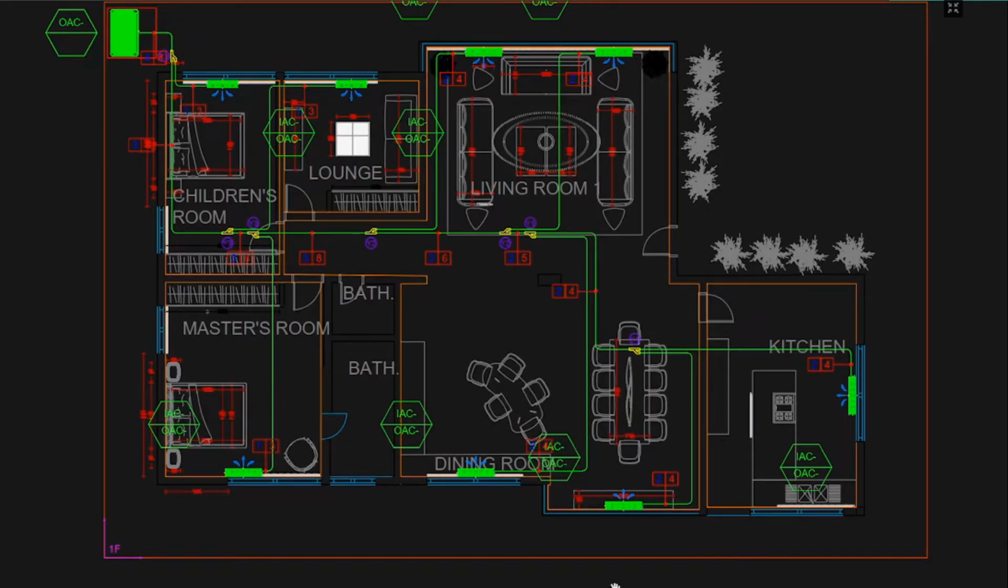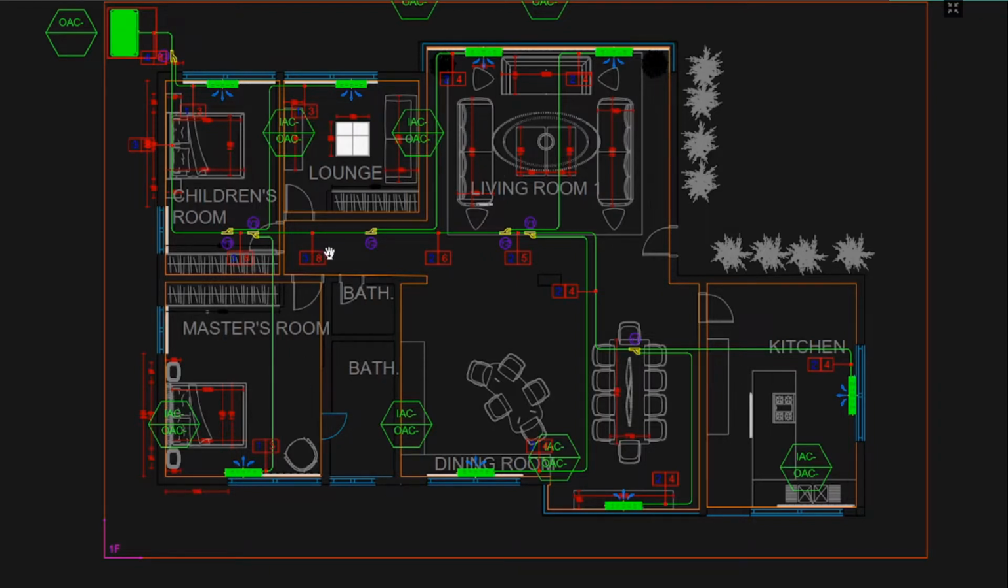Now this is the drawing we're going to be working with. It's a residential building. It has a kitchen, a dining room, two bathrooms, a master bedroom, a room for children, a lounge, and a living room. And it uses a VRF system. You can see that there's an outdoor unit over here, serving several indoor units. All of the indoor units are wall-mounted units.